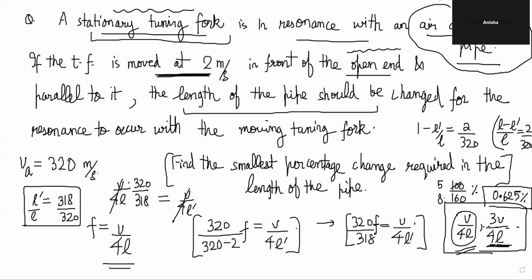But the smallest percentage was being asked. If you started with 3V by 4L, then you would have gotten a higher value of percentage, right? So again, this air column resonance with a fork and similar concepts are being asked multiple times. This is 2020.